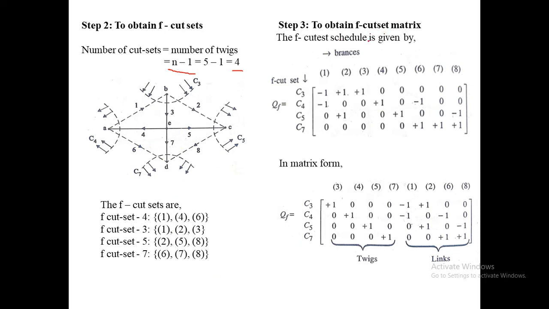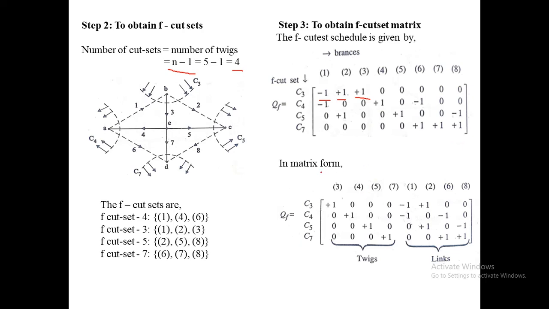Next we have to write the fundamental cut set schedule. For that, we write the cut sets in the rows and the branches in the columns. There are 8 branches, so we have to write 8 columns. Consider the first cut set, with 3. Here this 3 and the cut set are in the same direction, so for 3 we put plus 1. Next, 1 is in the opposite direction, so we put minus 1. Then this 2 is in the same direction, so we put plus 1. Remaining values are 0. Likewise, we fill the remaining rows.